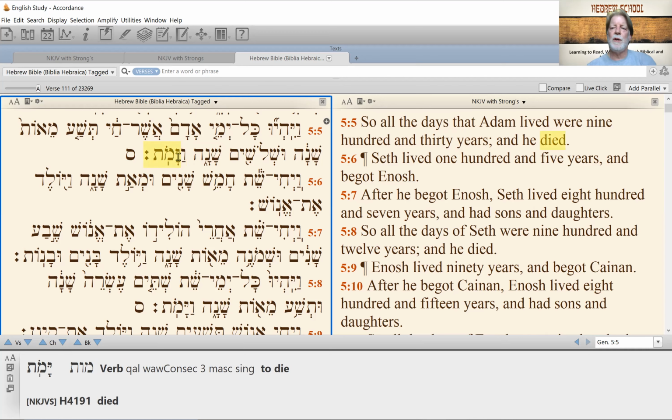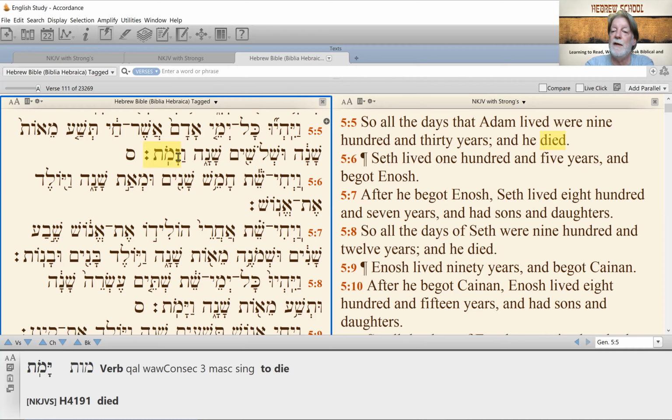One thing I want to say before we go any further, we've got Adam living 930 years. And as we continue through the genealogy, one of the things that we will just be amazed and staggered by is the longevity, the lifespans of all these people. And it wasn't just an odd person here and there who lived hundreds, close to 1,000 years. All of them are living 700, 800, 900 or more years. And there are a lot of different explanations for that.